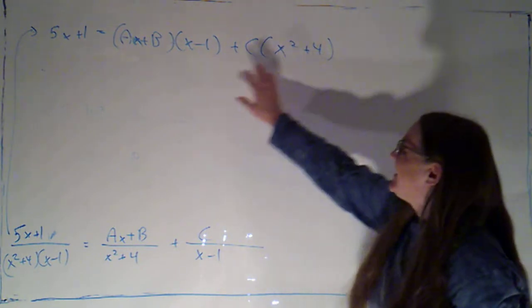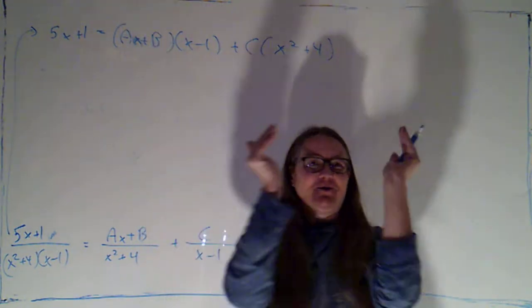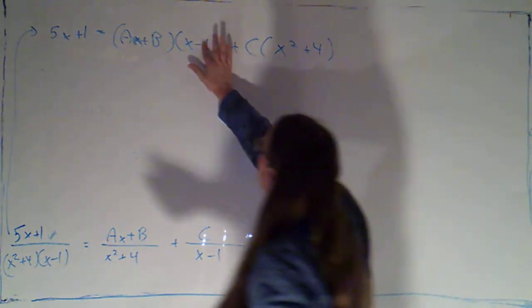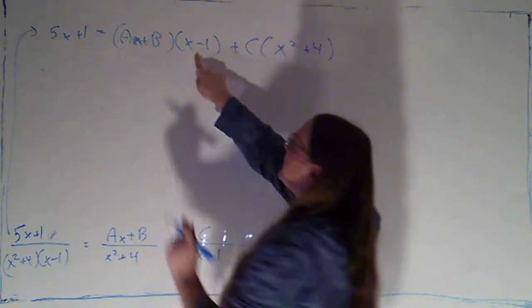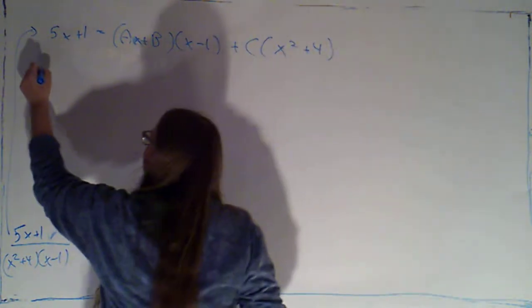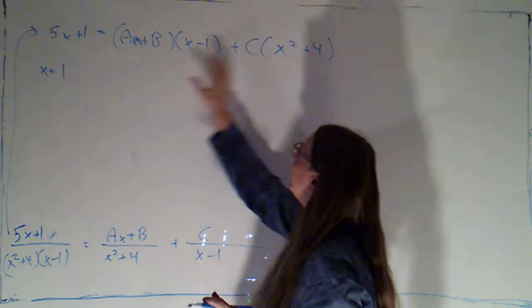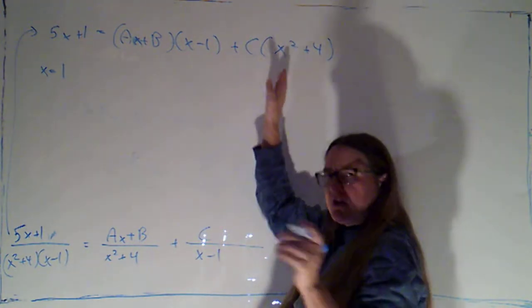Do be careful. Anytime you have something with more than one term, make sure you put it in parentheses. Okay. Now, I do have one value for x that it's really convenient to plug in. If I let x equal 1, that's going to kill off this term and make it really easy to solve for c. So I'm going to start with that.